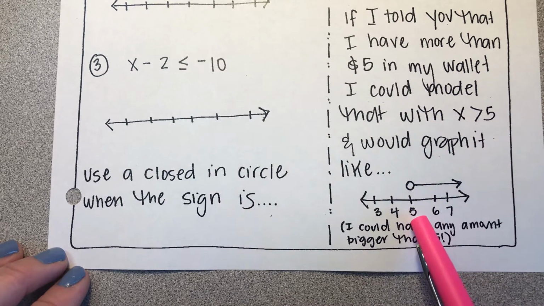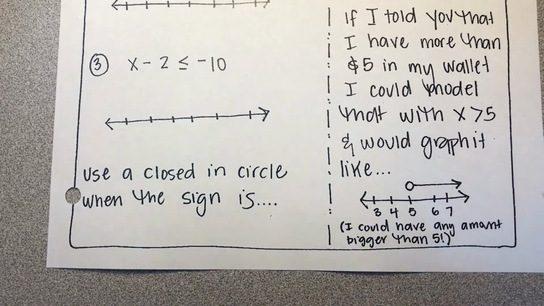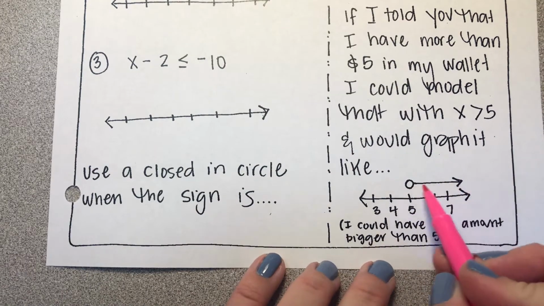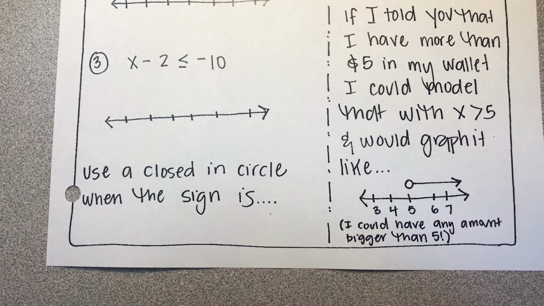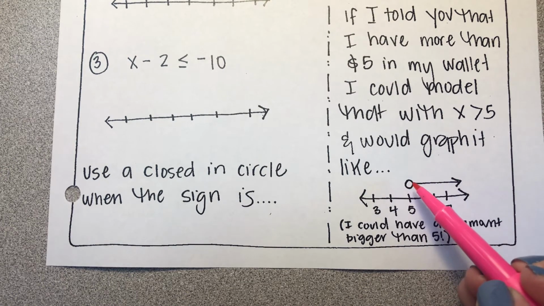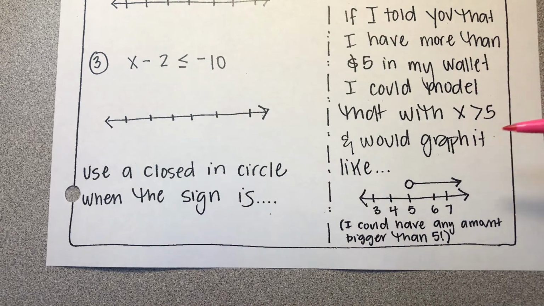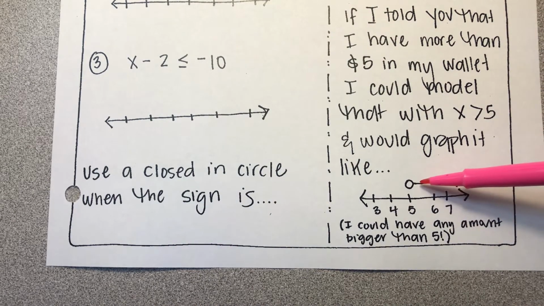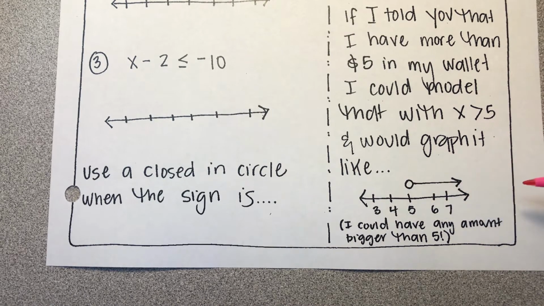And I would graph it like this, right? I could have anything bigger than 5. Now if I told you that I had at least $5 in my wallet, then I would fill that circle in because I could have 5, right? But this example says that I have more than 5. So it could be $5.10, it could be $1 million, it could be 7, it's just anything bigger than 5.